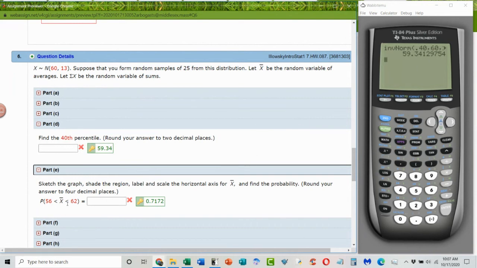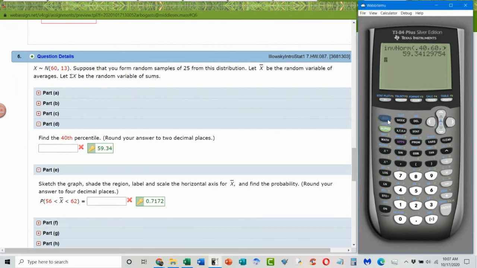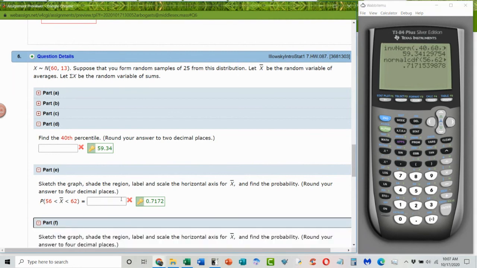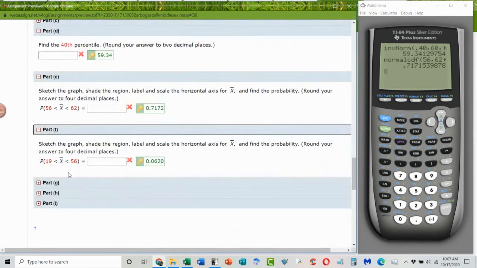Here they're asking again, sketch the graph, shade the region, label the scale. Don't do anything with that picture when you're done. And then how much of the data is between these two numbers. So again, we're going to go to normal CDF. We have our lower bound, our upper bound, our mean, and our standard deviation. We graph it and we find that that's the amount of area between the curves. Same thing here. What is the area between the?